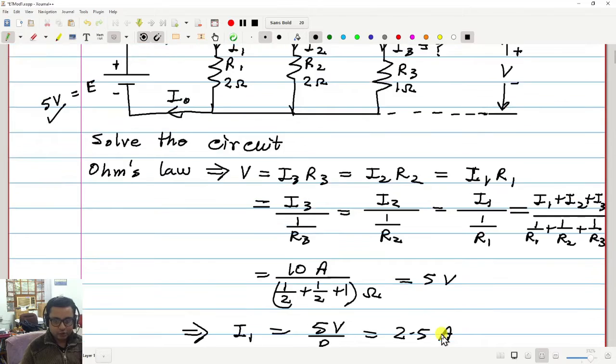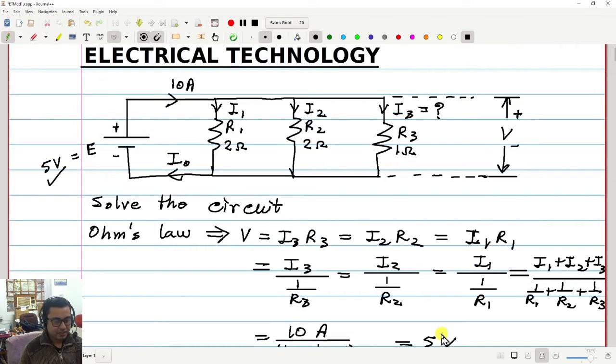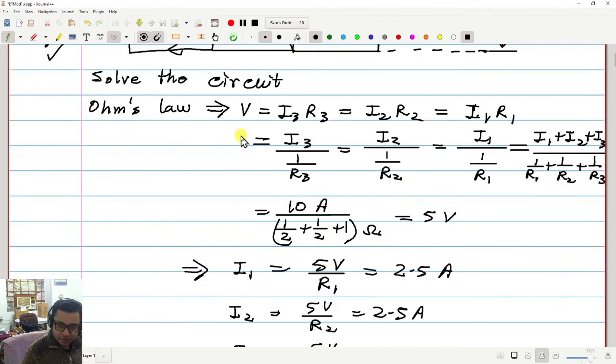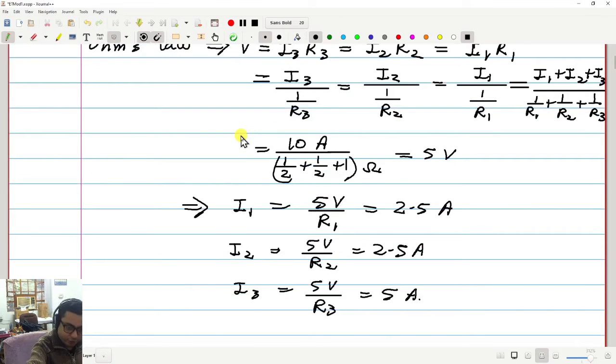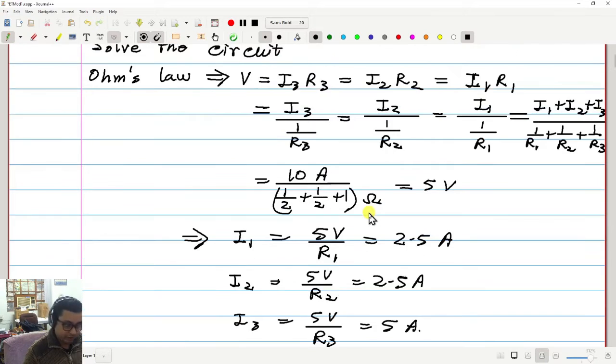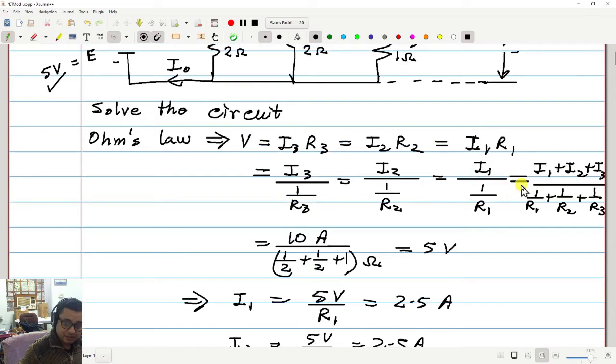So this is one way of solving this. Another way is to combine these resistances. They are in parallel, so 2 will become 1. If you do it that way, it will be quite faster. However, while solving this, we have used one very basic principle of electrical circuits. What is that? This is called Ohm's law.